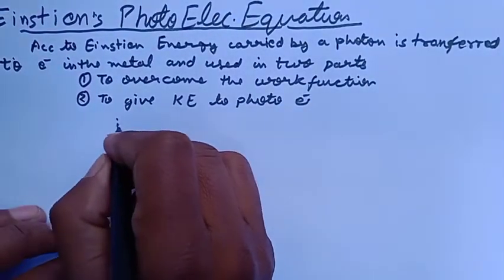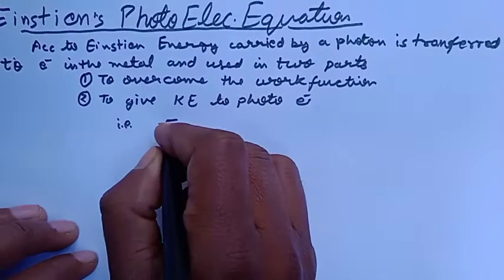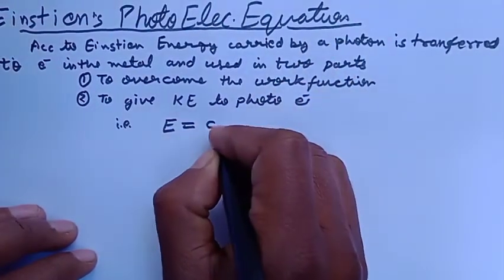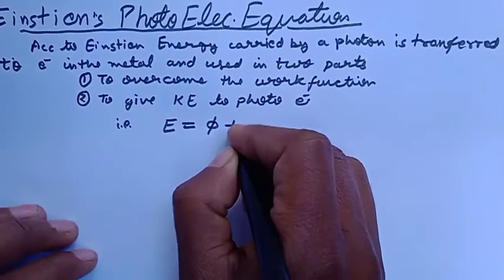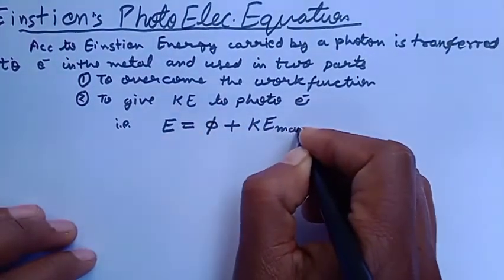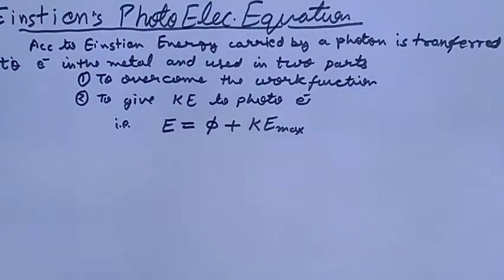That is, E is equal to two things, phi plus kinetic energy maximum. Why am I writing maximum? Because we are assuming that all the remaining energy is in the form of kinetic energy. It is not totally possible, but we will assume that.